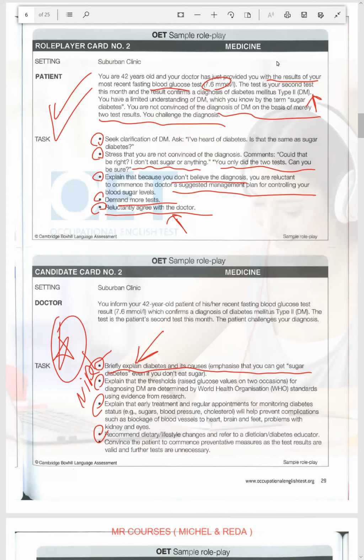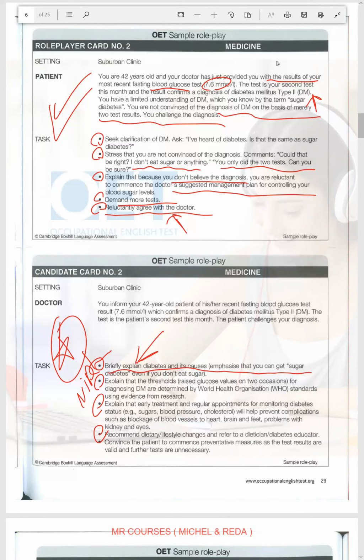Because diabetes can come from causes like obesity, hyperlipidemia or high blood cholesterol, smoking, even with age, you can be diabetic. So even if you don't eat sugar, there's no relation between eating sugar and getting diabetic.